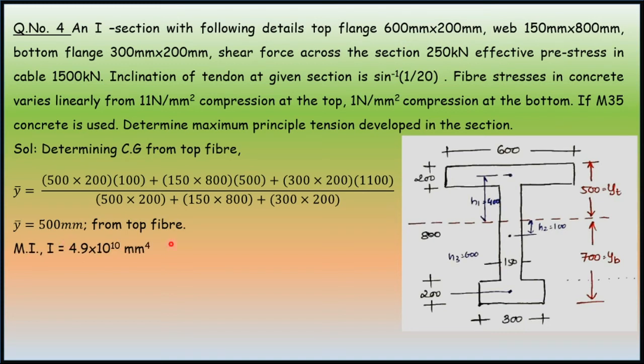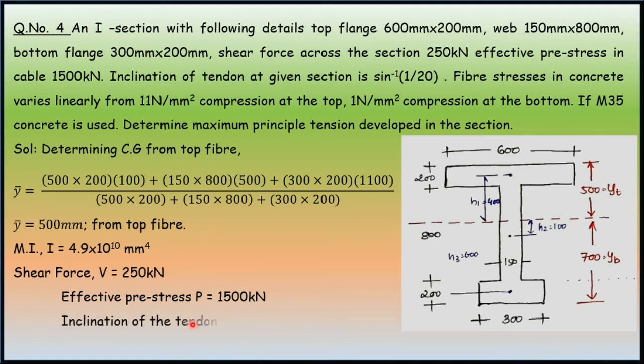Moment of inertia is calculated as in the previous problem. So this comes as 4.9 into 10 raised to 10 mm raised to 4. Shear force is given as 250 kN. Effective pre-stress in the cable is 1500 kN. Inclination of the tendon with horizontal is sine inverse of 1 by 20.